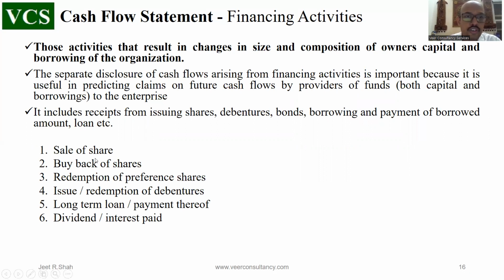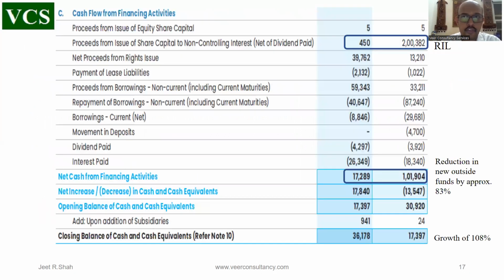Okay. It includes receipts from issuing shares. So when you issue shares, debentures, preference shares, you get the money. Whereas when you repay all of them, either you repay a loan or you repay a debenture or you buy back a share, all this will be a part of your outflows of funds, which will be classified from the financing activities. So let us see this.